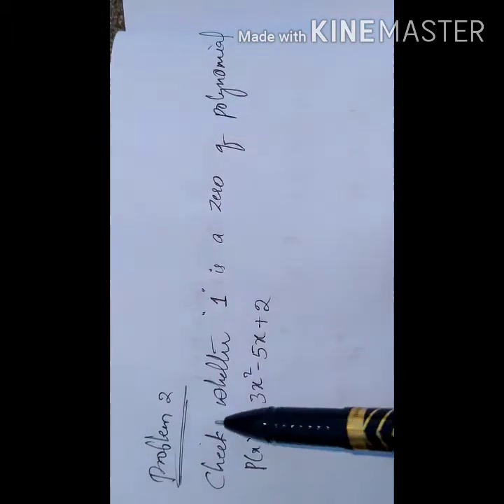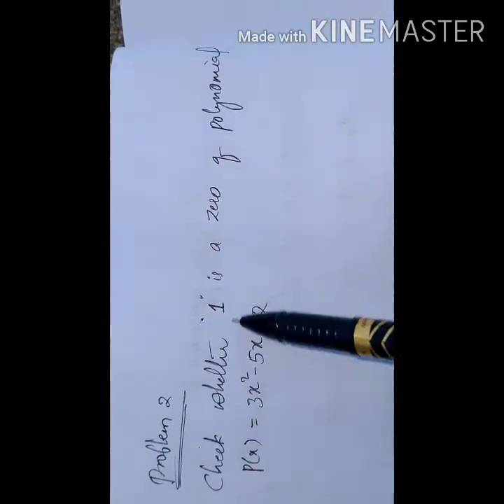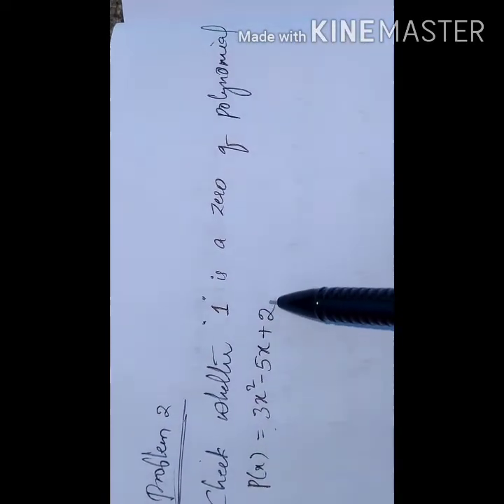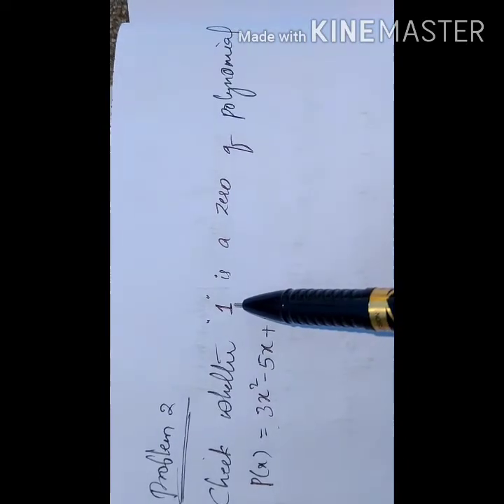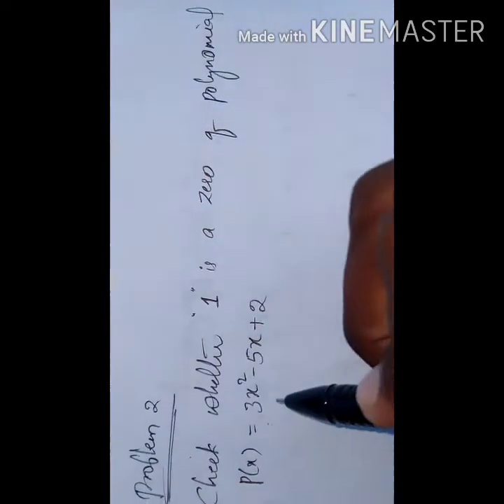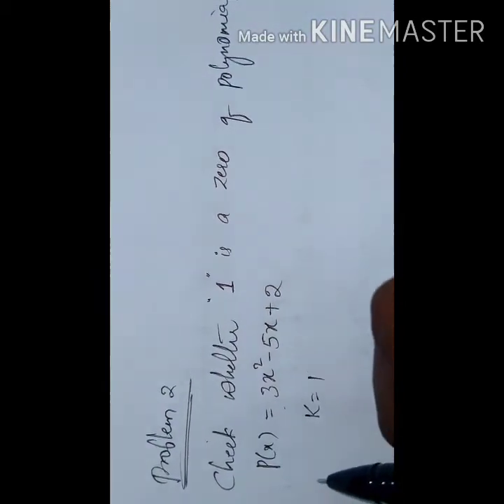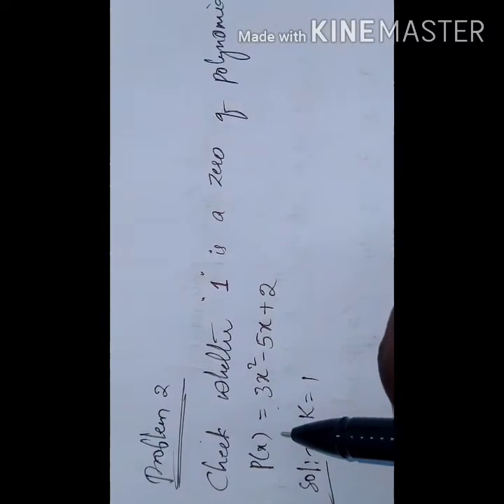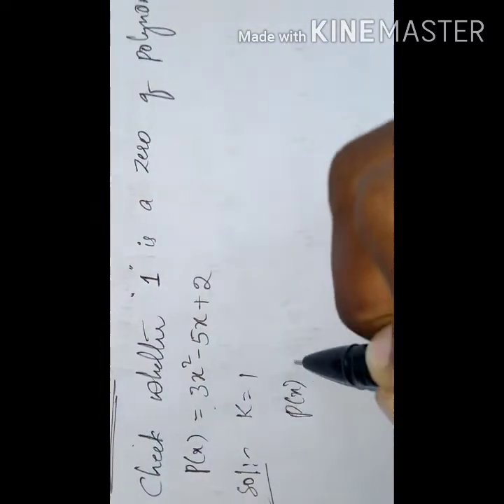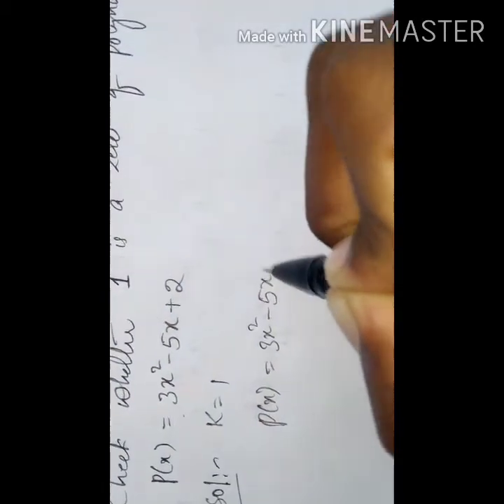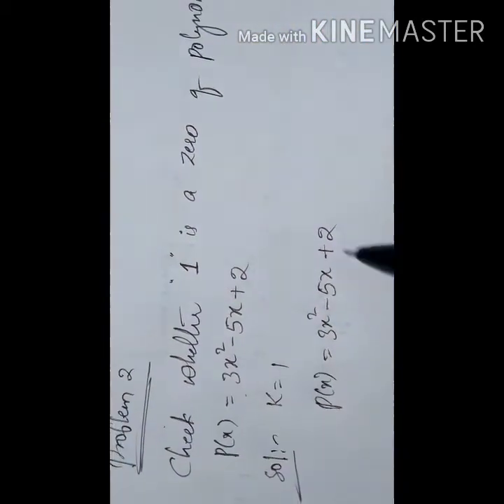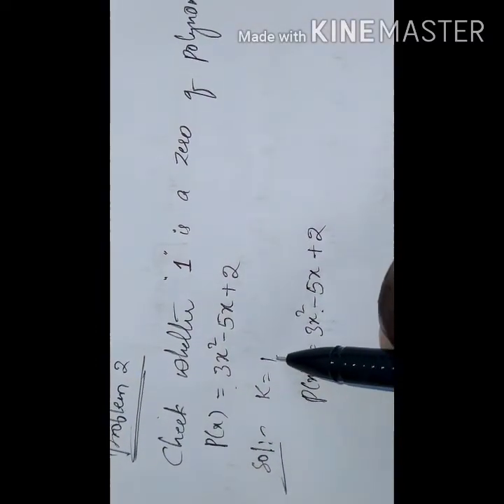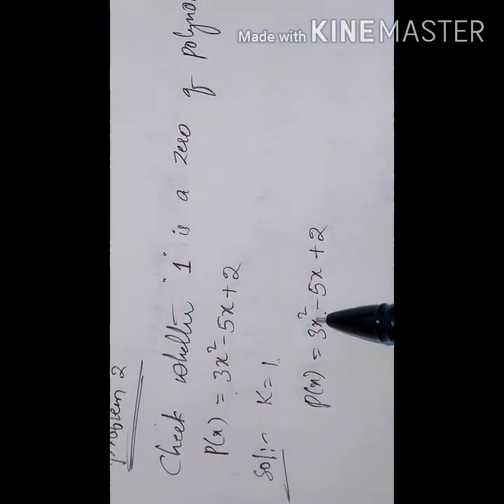In problem 2, what you have been given is to check whether 1 is a zero of the polynomial p of x is equal to 3x square minus 5x plus 2. Here what is the real number? 1. Here the given k is equal to 1, and p of x is equal to 3x square minus 5x plus 2. This is the polynomial given, and the real number is 1. We must check whether 1 is a zero of the polynomial or not.